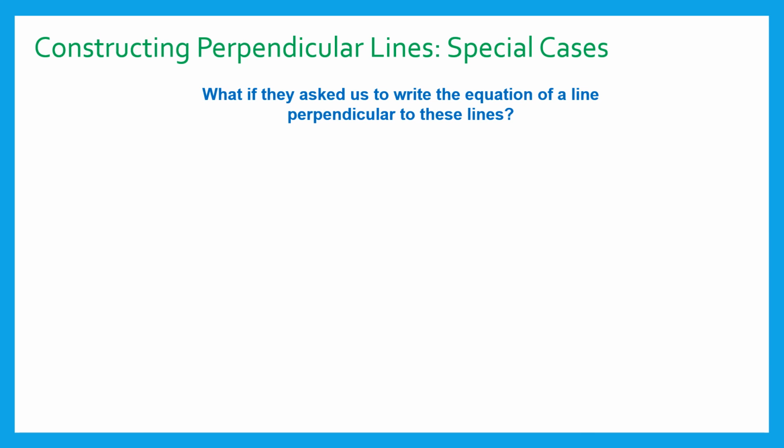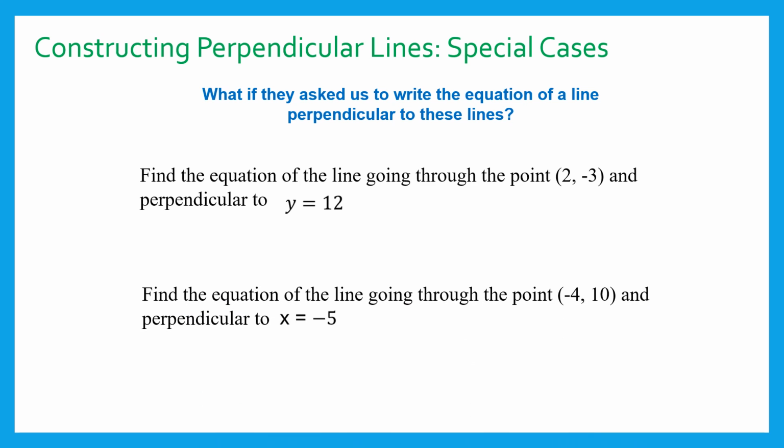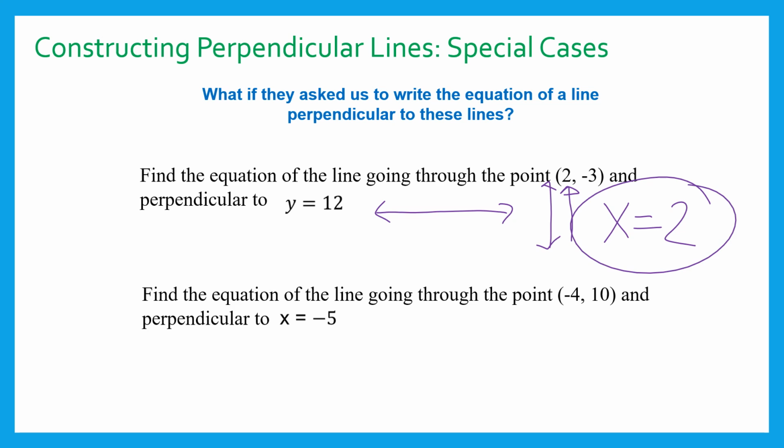All right, let's go ahead and look at some special cases here then. So the first one says, find the equation of a line going through the point (2, -3) and is perpendicular to y = 12. Well, remember, y = 12 has a 0 slope, so it looks something like this. Well, if something is perpendicular to that, it's the opposite of that. It's going to go straight up and down. And if you remember, the other special case is that straight up and down. So instead of y equals 12, I want x equals, and now I need to look at the x coordinate on the point that they give me, and it's 2. So my equation that is perpendicular to y = 12 would be x = 2.